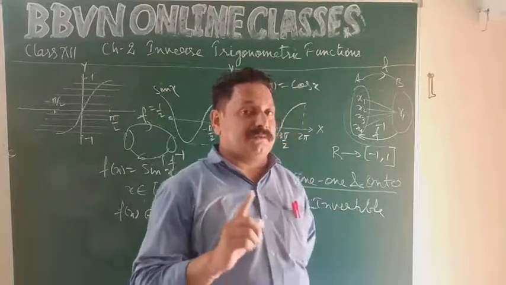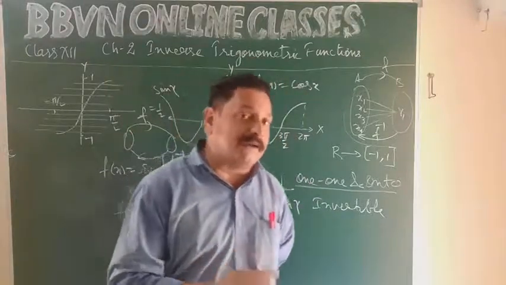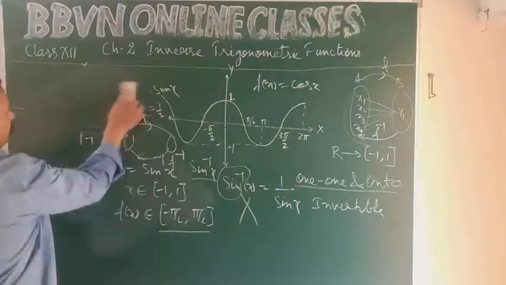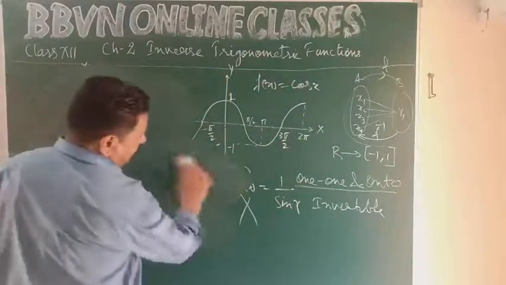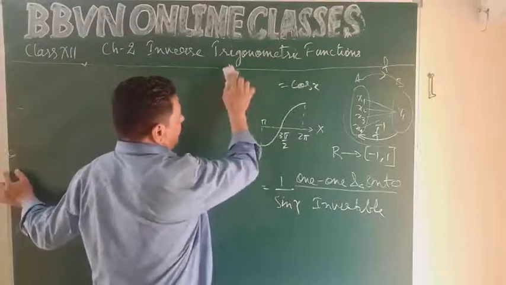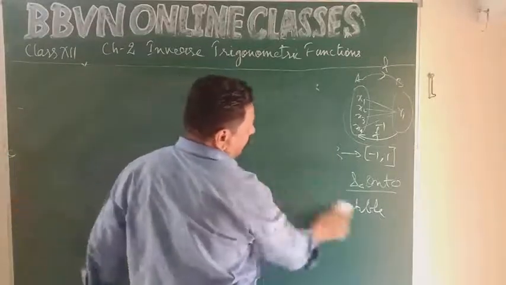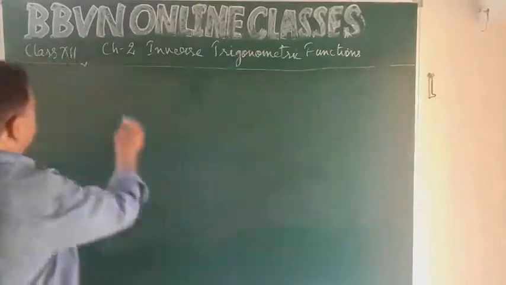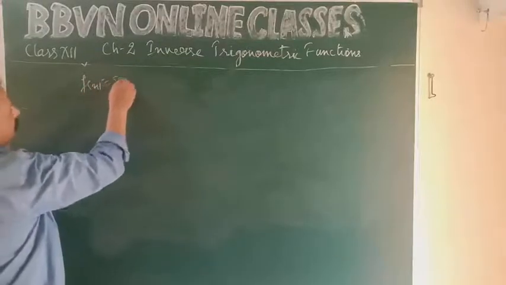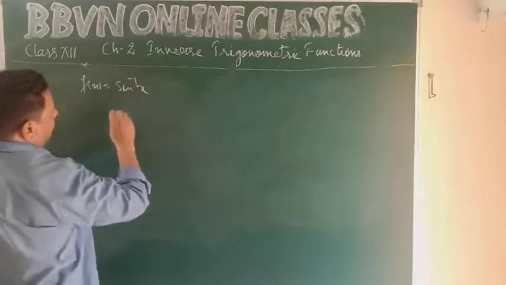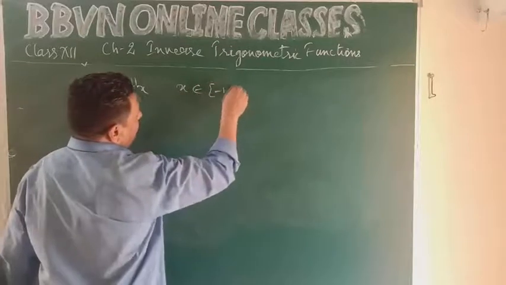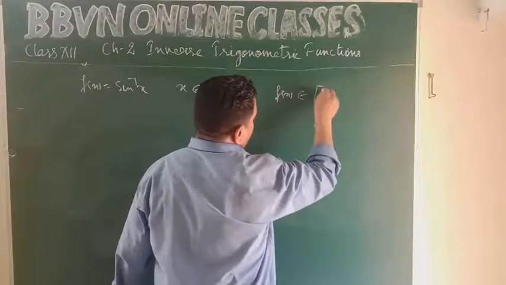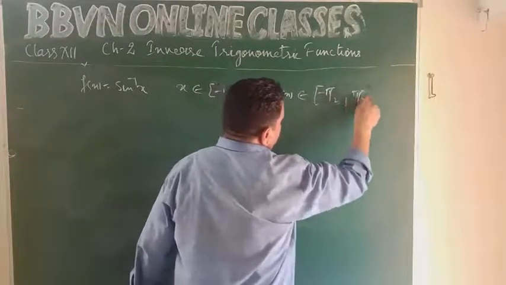The interval of principal solutions for all the trigonometric functions will become the range of the inverse trigonometric function. Okay, so sin inverse x is an inverse trigonometric function and it exists only in the interval of principal solution of sine, right? So f of x equal to sin inverse x. Here x belongs to minus 1 to plus 1, the domain, and the range f of x belongs to minus pi by 2 to plus pi by 2.